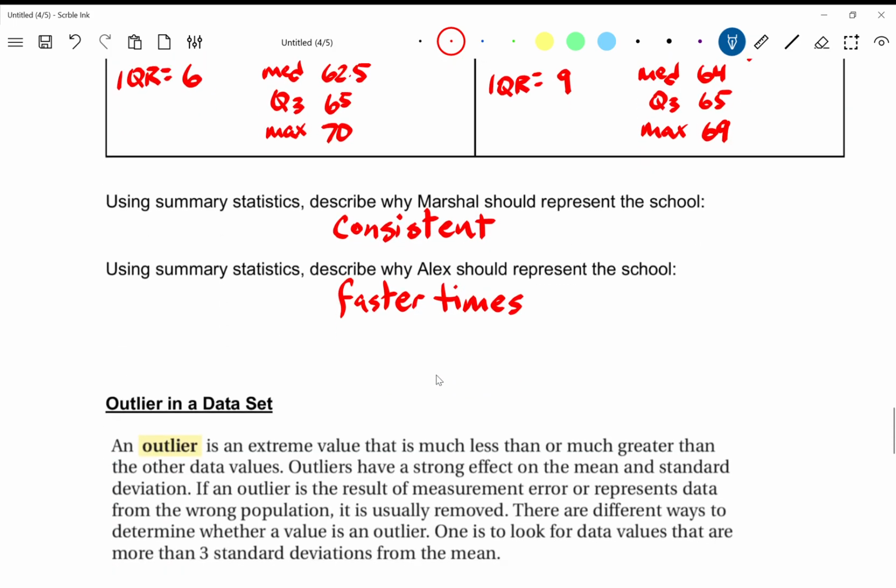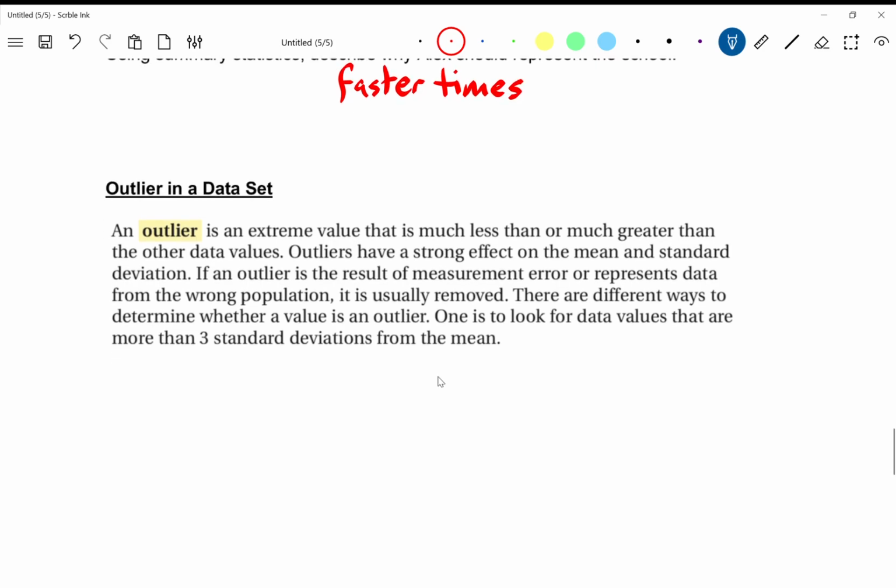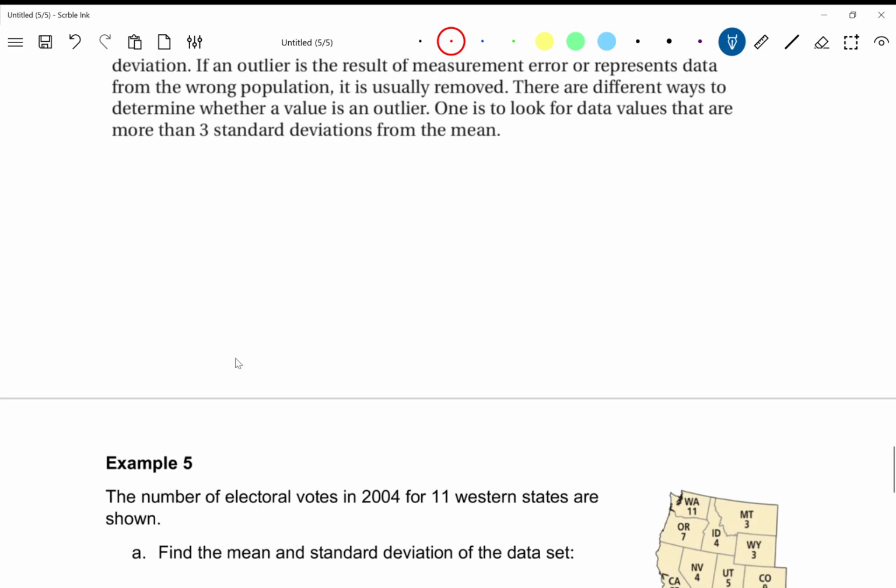Okay, last thing, outliers. An outlier is a really big or a really small number that doesn't fit in with the rest of them. So it's an extreme value, is what they usually say. Now, there is an actual math way of trying to decide which numbers don't fit in. If a number is more than 3 standard deviations away from the mean, it's called an outlier. And that would usually mean it doesn't fit in with the rest of the numbers.